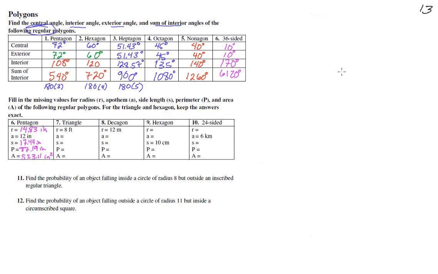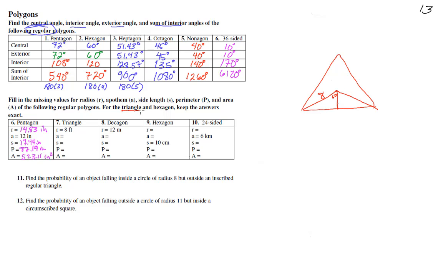Number 7 is a triangle, so I'm going to draw it kind of big, and it's a regular triangle, which means equilateral. So if we have this guy right here, and we have a radius of 8 feet, we need to find out how big this apothem is and how big the side length is, and the perimeter, and so on and so forth. So with this, we know that a triangle, the central angle, is going to be 120. So if we cut it in half, this is a 60. And you're like, oh, wait a second, this is a 30, 60, 90 triangle.